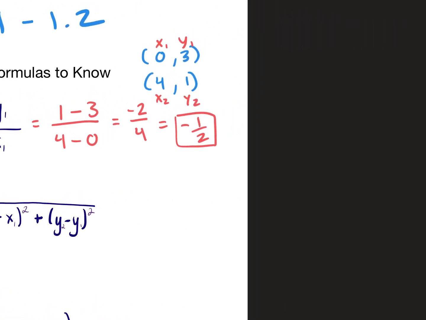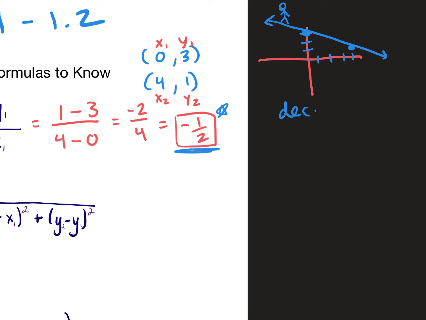So if I were to plot these 2 points, and do it on the side over here, I have 0, 3. So I stay at 0, go up 3, put a point there. And then 4, 1, I would go to the right 4, and up 1. Connect the 2 points. Is my slope here increasing or decreasing? Decreasing. Slope, you would read from left to right. So since if I was a person walking downhill, I'm walking down. So I'd be decreasing. We also know that it's decreasing because this is negative. Our slope is negative, so that means that our slope is decreasing.